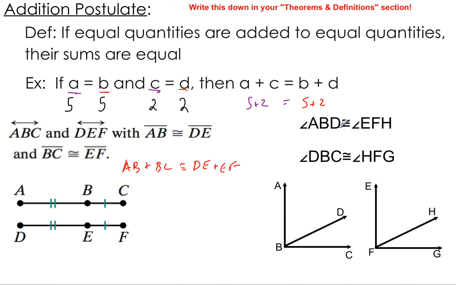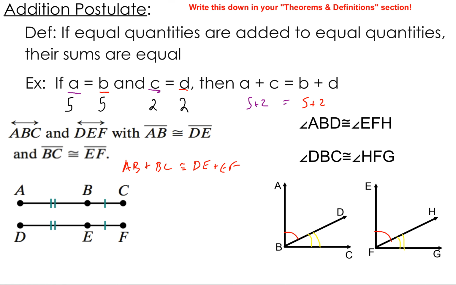Similarly, I can say the same thing for angles. I can apply the same addition postulate for angles. ABD is equal to EFH. ABD, which is this angle right over here, is equal to EFH, this angle over here. What else are they telling me? They're also saying that DBC, which is this angle over here, which I will mark in yellow, I hope it's easy to see, is equal to HFG. Well, what does that mean?